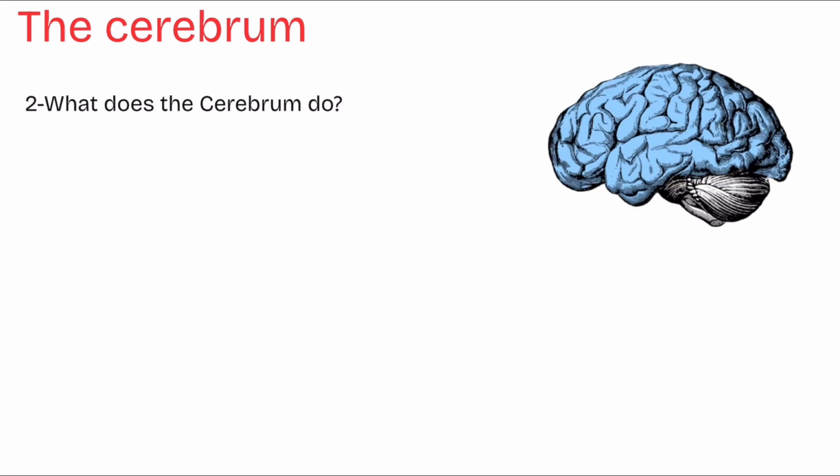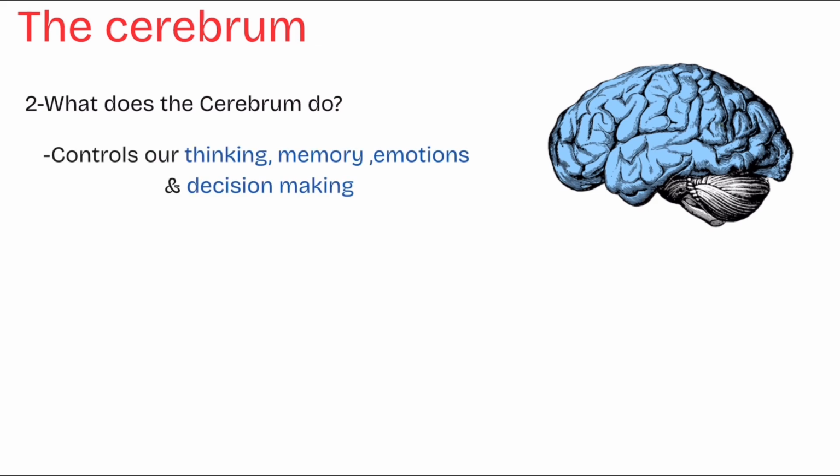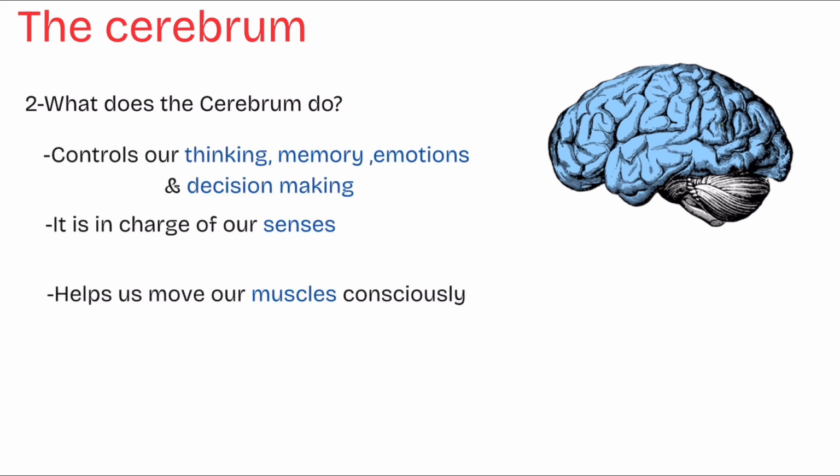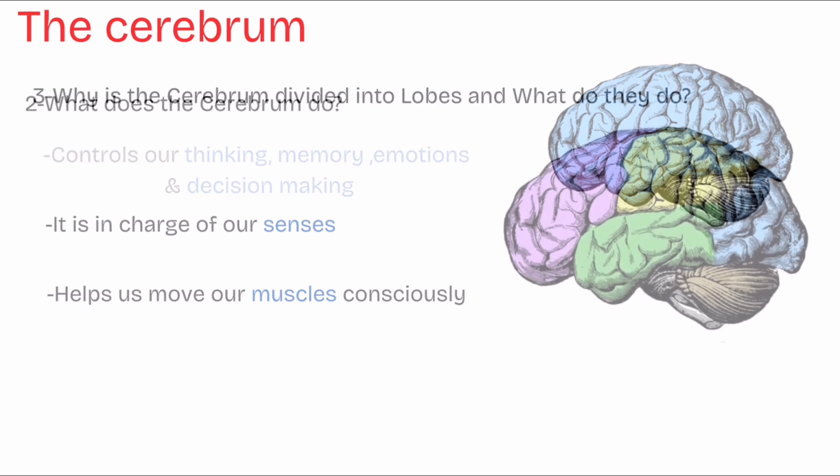Second question, what does the cerebrum do? The cerebrum is the control center for everything that we do consciously. For example, thinking, memory, the emotions we have, the decisions we make. Also, it's in charge of our senses and helps us move our muscles consciously.